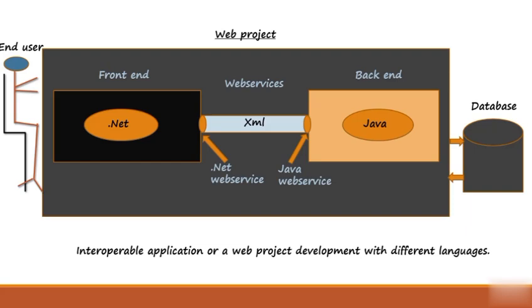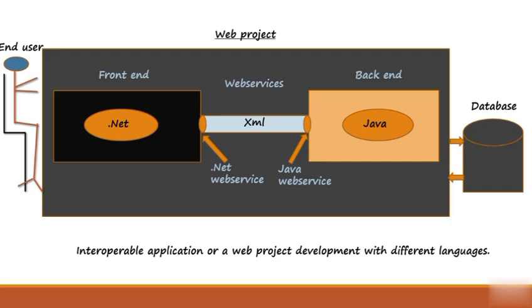XML is nothing but it converts the object coming from .NET. It will take it and convert it to Java and send the data to our backend program by using web services programs. We have .NET web services and Java web services, everything.